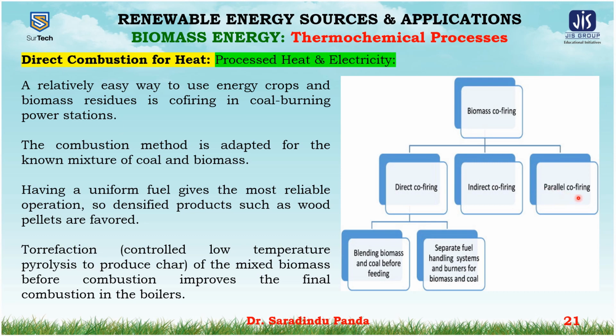Then come to the parallel co-firing. For the parallel firing, totally separate combustion plants and boilers are used for the biomass resource and the coal-fired power plants. The steam produced is fed into the main power plant where it is upgraded to higher temperatures and pressures to give the resulting higher energy conversion efficiencies. This allows the use of problematic fuels with high alkaline and chlorine contents and the separation of the ashes.